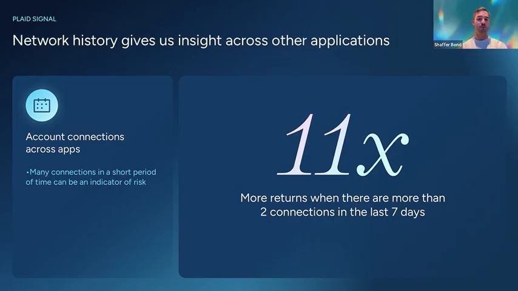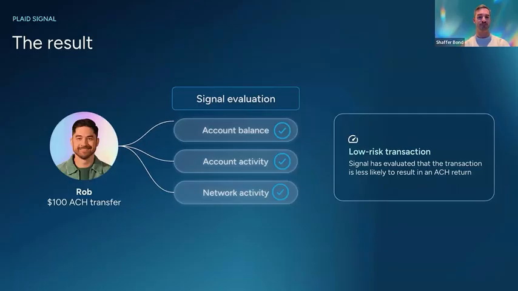Cool. And again, one of many features, but it gives you a sense of what the network level data adds to the picture. So for Rob, let's say we see a healthy balance ratio, clean activity, no network stress signals, and signal evaluation comes back with low risk. We'd recommend to approve the transaction. And that's the payment risk picture.